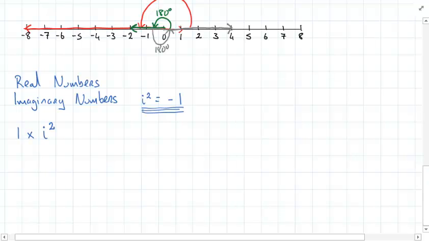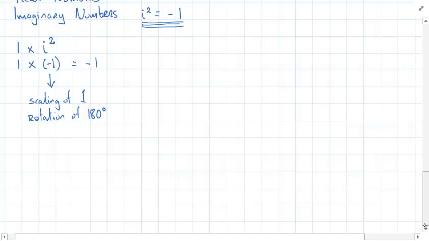And the example that I'm going to use is 1 multiplied by i squared. Okay. Now we can work this out numerically very easily. So i squared means -1, so that really is 1 multiplied by -1, which we know is an answer of -1. Thinking about it in terms of scales and rotations, this is a scaling of 1, or no scaling at all. In other words, the number is still the same size, and it's a rotation of 180 degrees, since -1 makes an angle of 180 degrees with my number line.